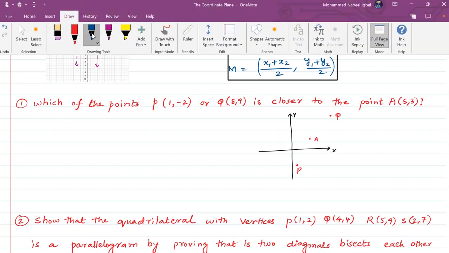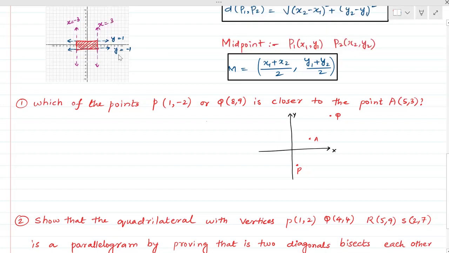The first problem asks which of the following points, P and Q, is closer to the point A. This is an application problem of the midpoint and the distance. Two points are given: P is (1, -2) and Q is (8, 9). A is (5, 3). I have to find which point is nearest to A.